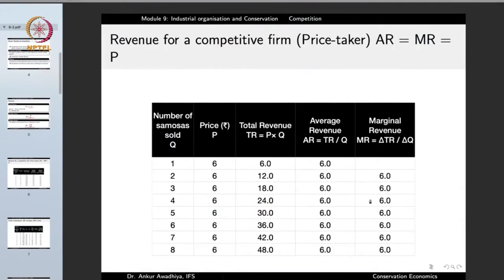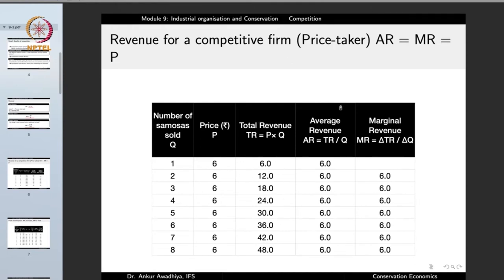Now, this is an example. In the first column, we have the number of samosas that are being sold. And the price of each samosa is 6 rupees. Now, when we have this chart, the total revenue is given by TR is equal to P into Q. So when Q is 1, then total revenue is 1 into 6, which is 6. When 2 samosas are sold, then total revenue is 2 into 6, which is 12. When 3 samosas are sold, then it is 3 into 6, which is 18, and so on. So in this column, we have the total revenue.